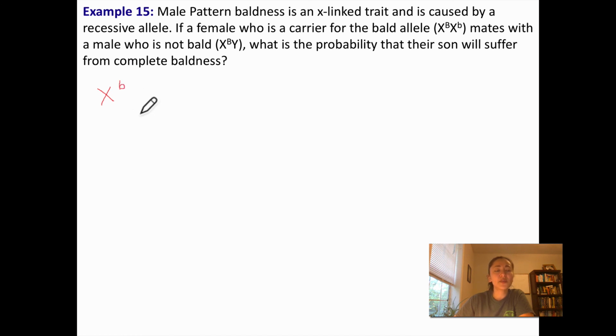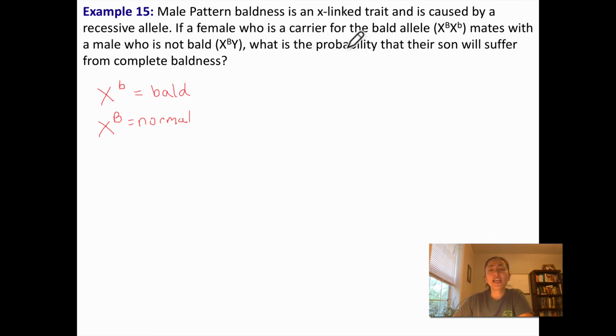So X little b, and it's always important when you're doing an X-linked trait that you draw it as a superscript. Draw your letter really small right above the X there. So this would equal baldness, or being bald. That means the dominant allele would make the individual normal, having long hair.